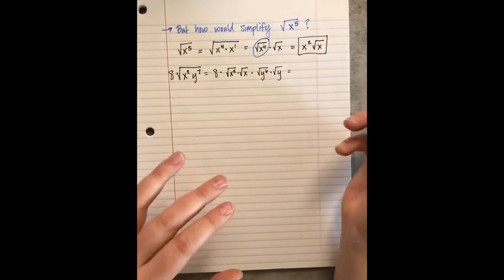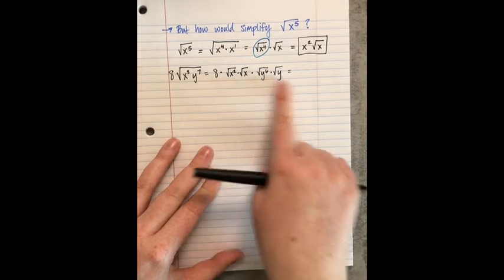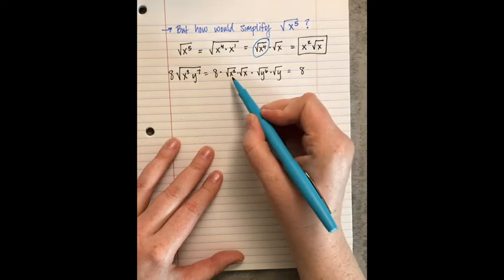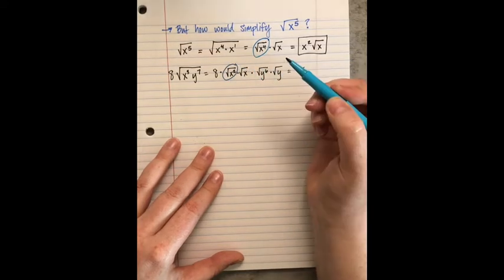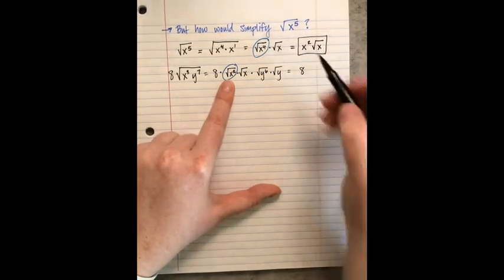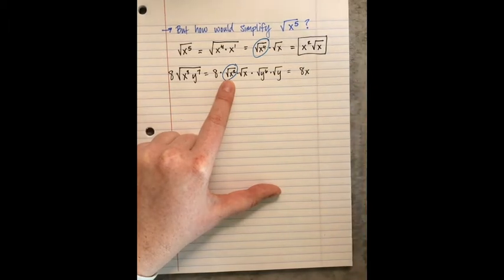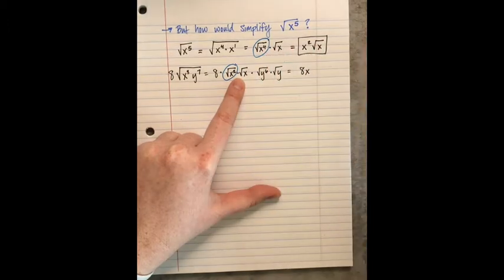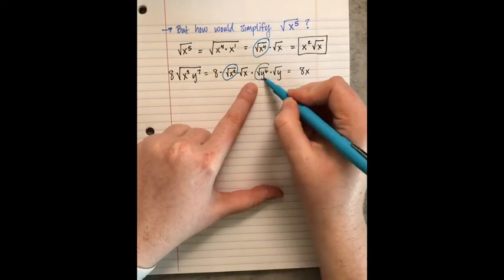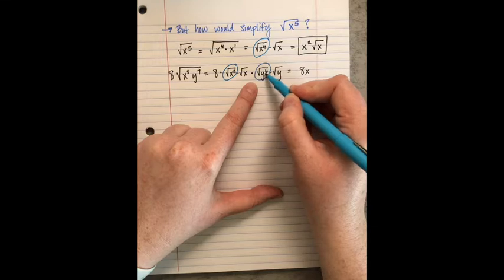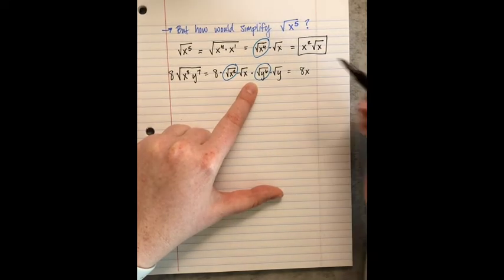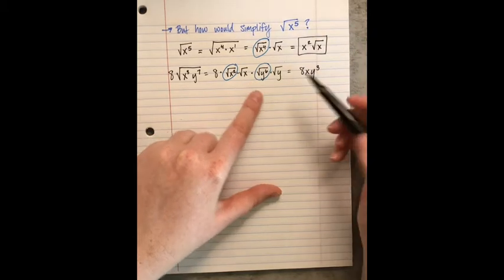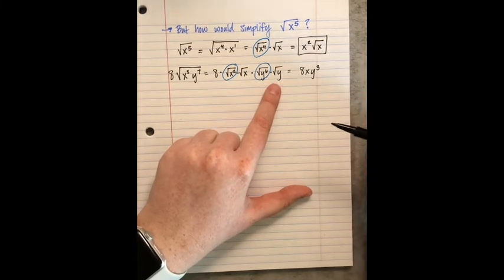Now we get to just simplify a whole bunch. This 8 is not going anywhere, we're just bringing it along. The square root of x squared, that's a perfect square. The square root of x squared is x. This is not a perfect square, so I'm going to leave it alone for a second. But the square root of y to the 6th, that's a perfect square inside, so I can take the root of that pretty easily. The square root of y to the 6th is y to the 3rd. And the square root of y, I can't simplify that down further.